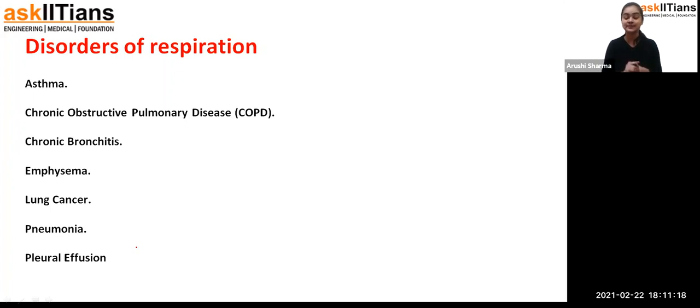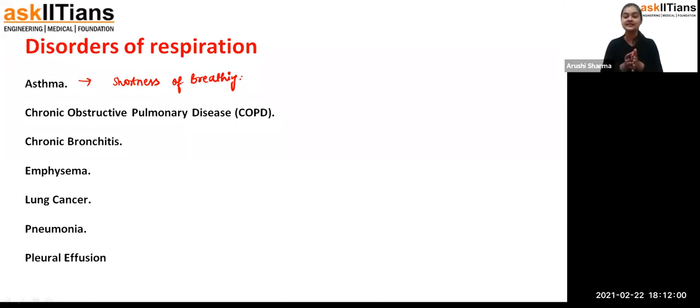The very first thing is asthma. In asthma, students, people generally face shortness of breath. That means the breathing is not proper in asthma. As we have studied, in 1 minute normal people take 15 to 18 breaths. But in the case of asthma patients, they don't get a proper breathing process; they are having shortness of breath.